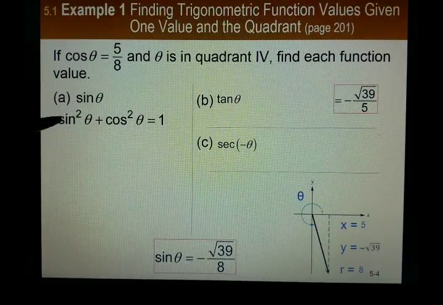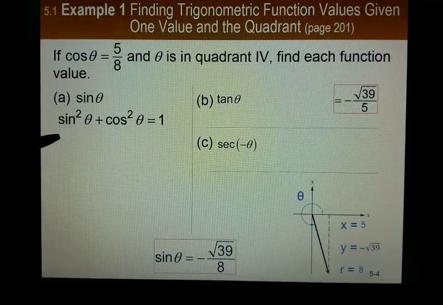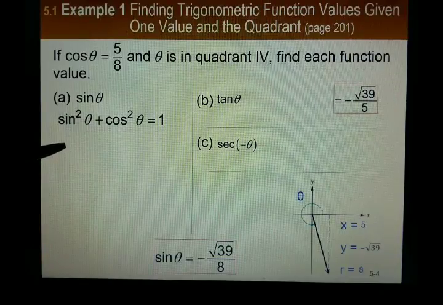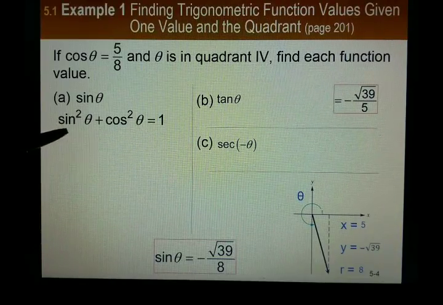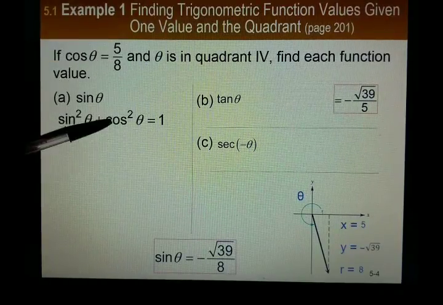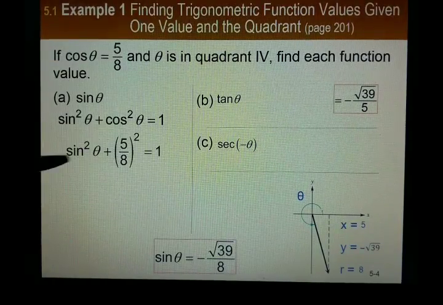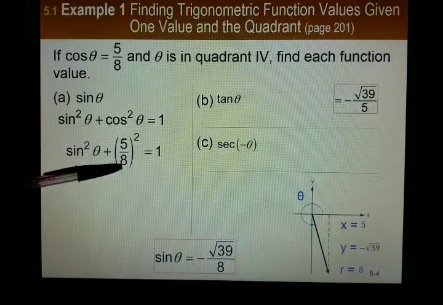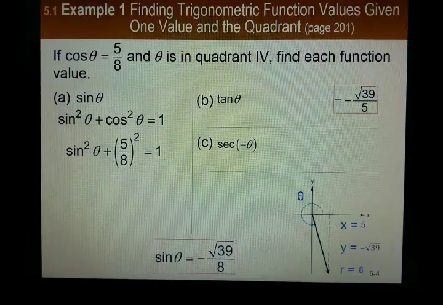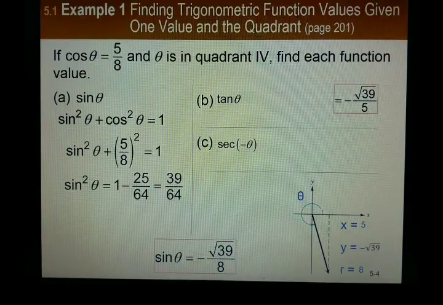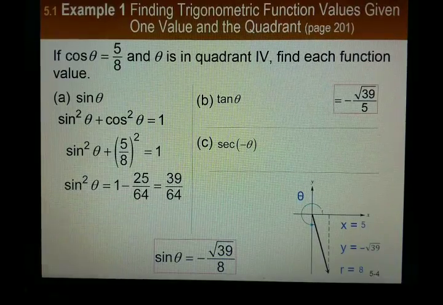All right. So from the Pythagorean identity, this is the view an example from the book, the way the book would teach it. Sine squared plus cosine squared is 1. They then solve for sine here. We know cosine is 5/8. So we plug in our 5/8, we square that. That would be 25/64. You take 25/64 away from 1.